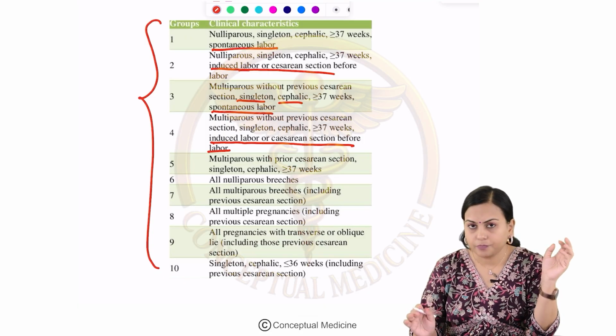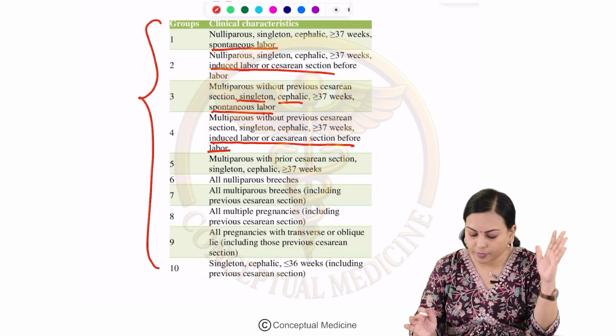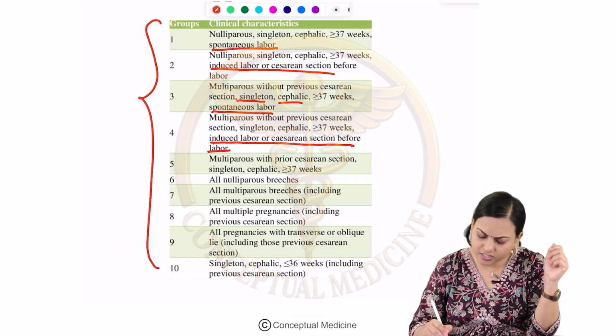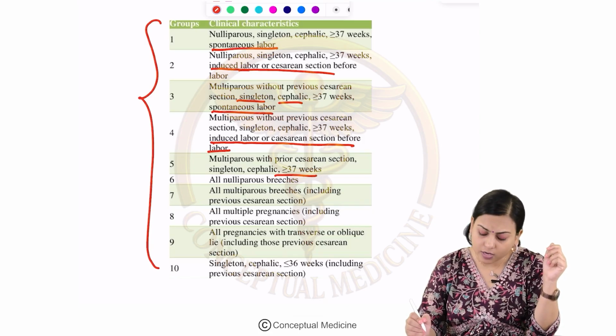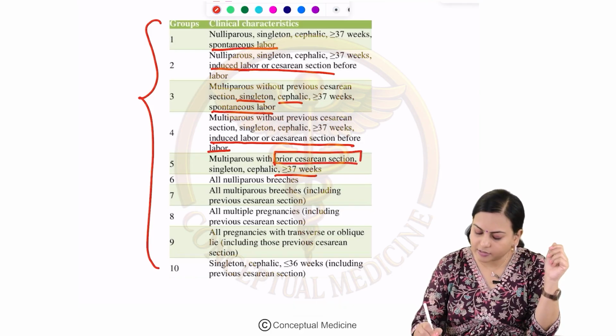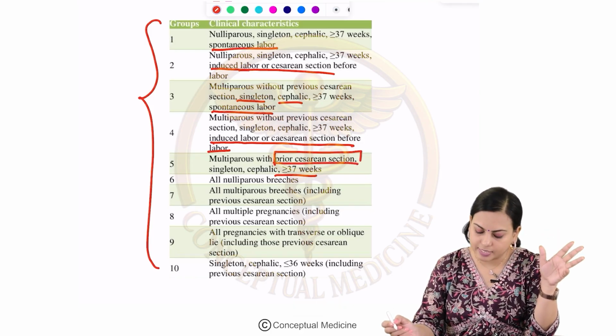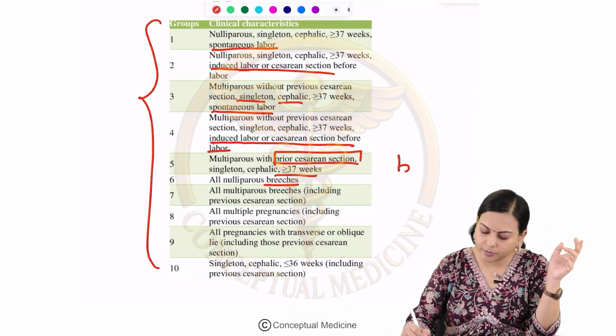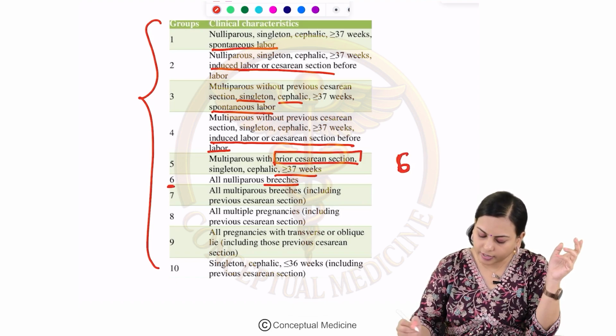And the fifth category goes for multiparous women with prior Caesarean section with a cephalic presentation and the gestational age is more than or equal to 37 weeks, right? So, here comes previous LSCS. Okay, fifth category is previous LSCS. And then sixth category goes for the breeches, because when you write B like this, it seems like a 6, okay, like that you can remember.